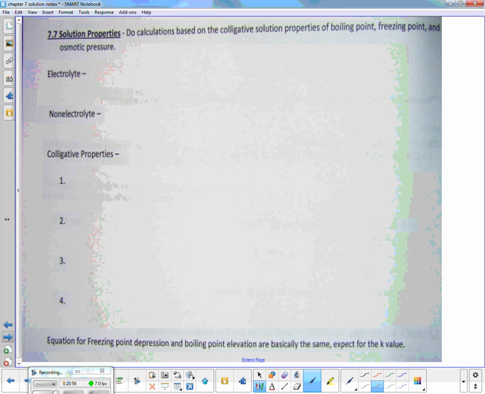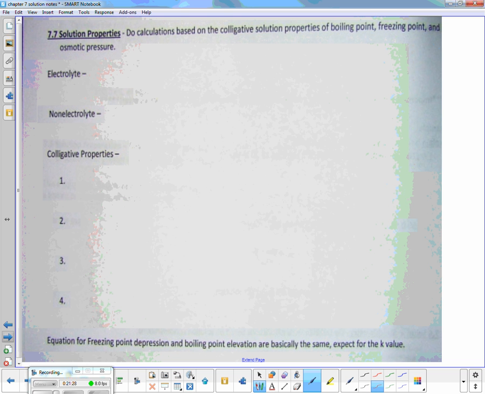Okay, solution properties. We need to move fast or we're not going to make it to the lab. Electrolyte, non-electrolyte. Very simple. Electrolytes are ionic. They're going to split into ions. So an electrolyte will carry a charge, will carry electricity. So electrolyte, ionic, splits into ions, carries a charge. If you haven't got that written down, write it. Non-electrolyte, covalent, bound, does not split into ions, does not carry any electricity.